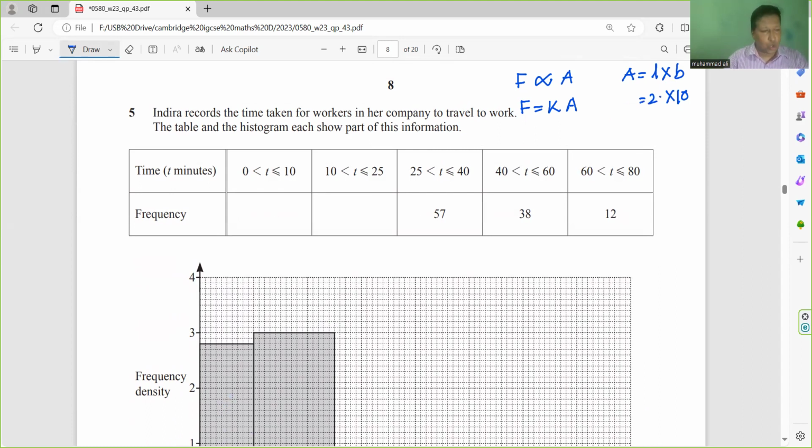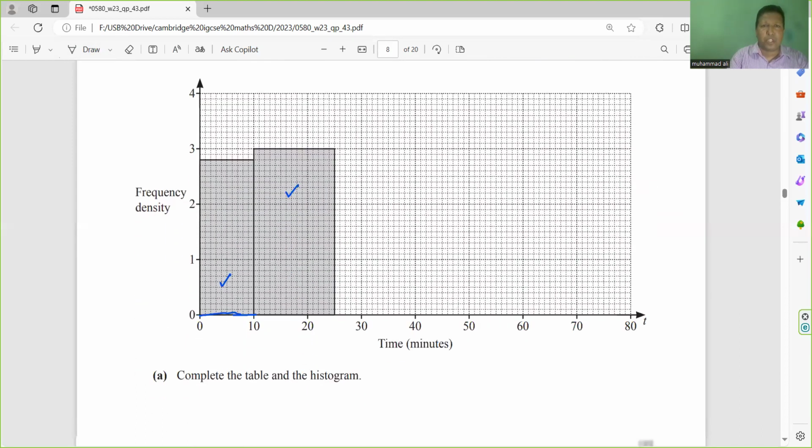So if we multiply, we get 28. For 0 to 10, K equals 1, area equals 28, so obviously frequency equals 28. We write frequency 28 because K equals 1 and frequency is proportional to area.